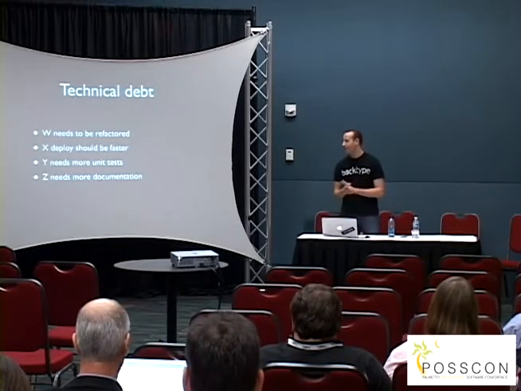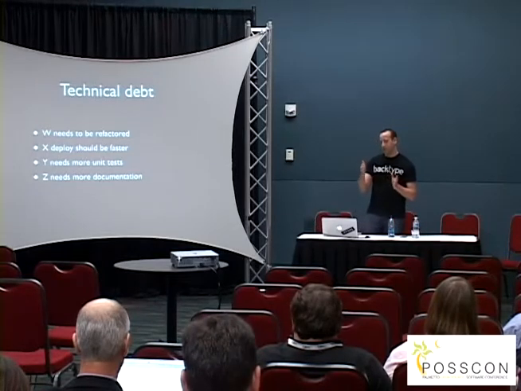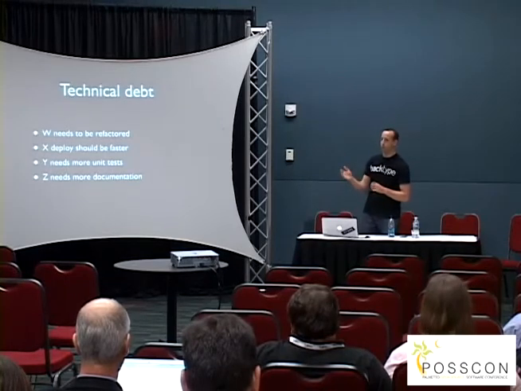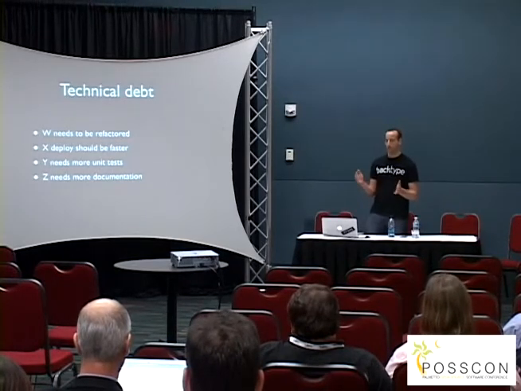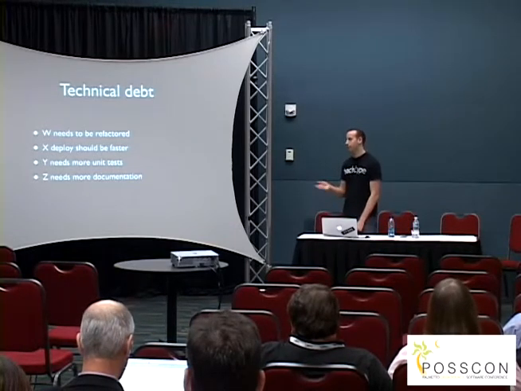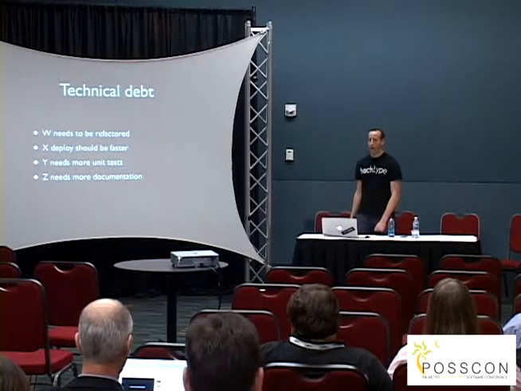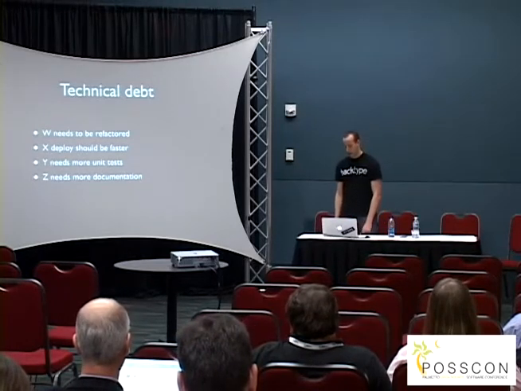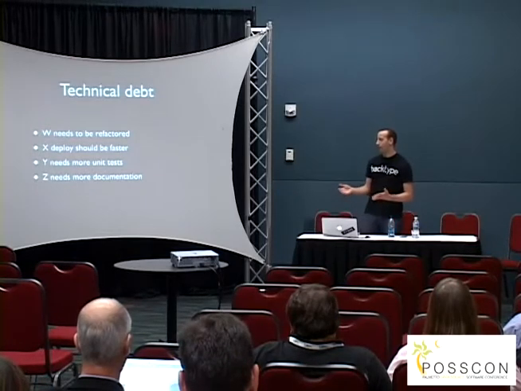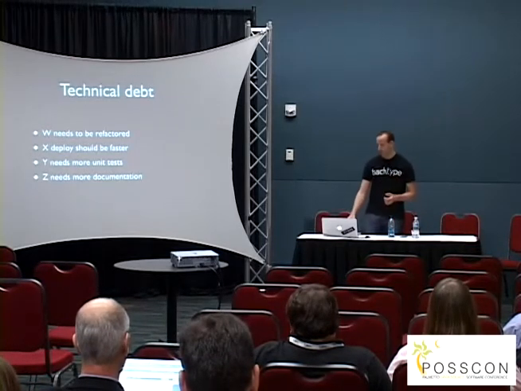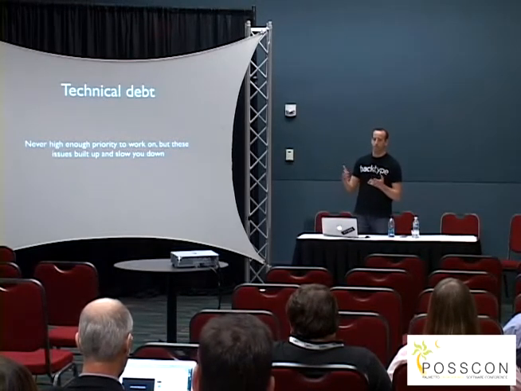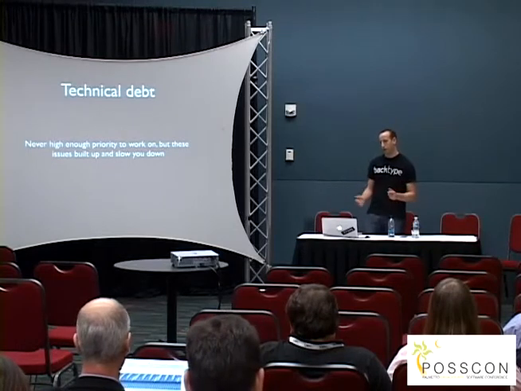Some examples of this are: this piece of code needs to be refactored, right? It's just not very good. Or you have some deploy which you wish would be faster so you don't have to wait on it. Or you were lazy and a piece of code needs more unit tests, or this other thing needs more documentation. But these things are never high priority, right? It's just these little things that build up, they annoy you, get in your way, and slow you down, but you never really work on them because you need to be building new features or fixing bugs or doing all these other things.